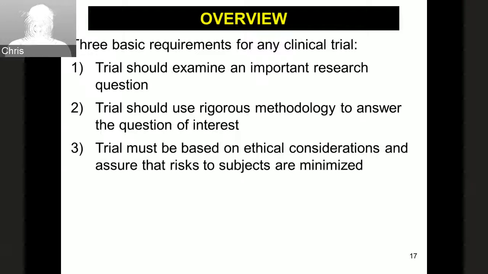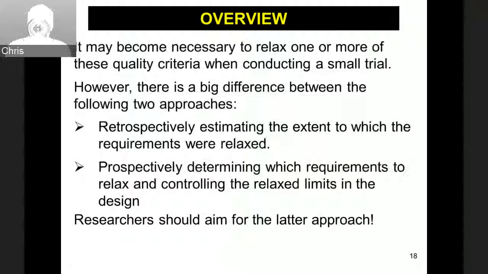Next slide, please. What we find, though, is that when we're trying to do a small sample size clinical trial, it becomes extremely problematic to address all of those. And so we may have to relax some of the assumptions. So the design may not be as efficient as we would like it to be, or we can't quite answer the question we want to, we have to modify it in some way.